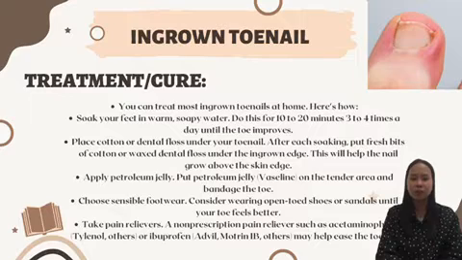After soaking, put fresh bits of cotton or waxed dental floss under the ingrown edge. This will help the nail grow above the skin edge. Apply petroleum jelly like Vaseline on the tender area and bandage the toe. Choose sensible footwear, considering wearing open-toed shoes or sandals until your toe feels better. And take pain relievers.